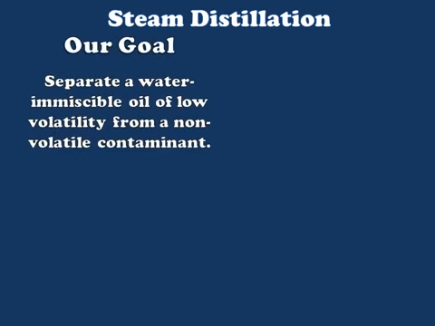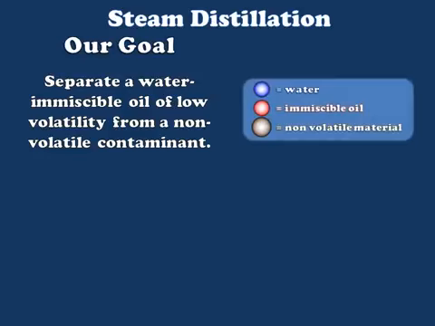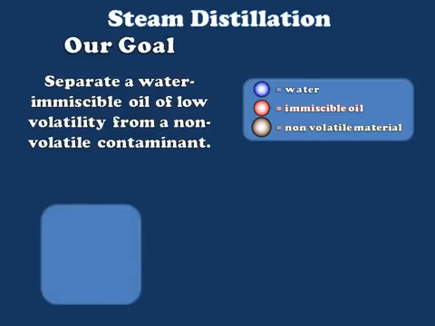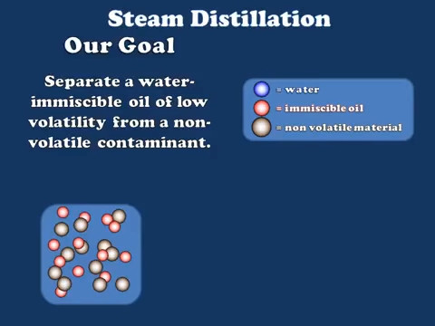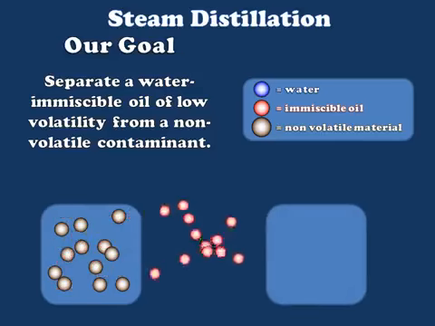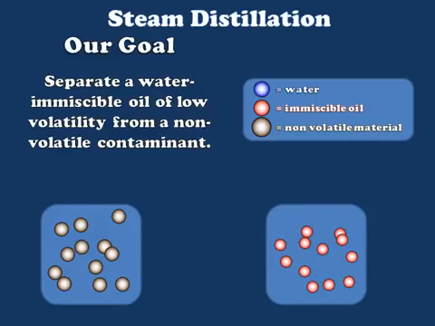So let's consider our goal here, where we want to separate a water-immiscible oil of low volatility from a non-volatile contaminant. And I will just use, again, as normal, a little cartoon system here to represent these compounds, where we'll have blue spheres as water, red spheres as the immiscible oil, and brown spheres as the non-volatile material. So again, our goal in this experiment is to take a mixture of immiscible oils and non-volatile material and somehow isolate that immiscible oil.